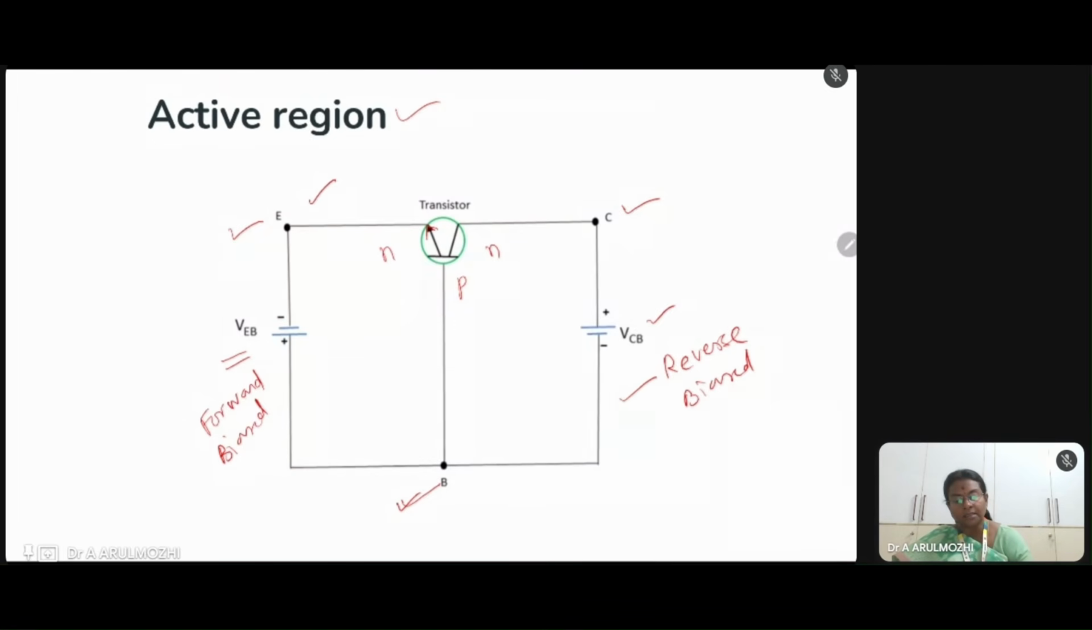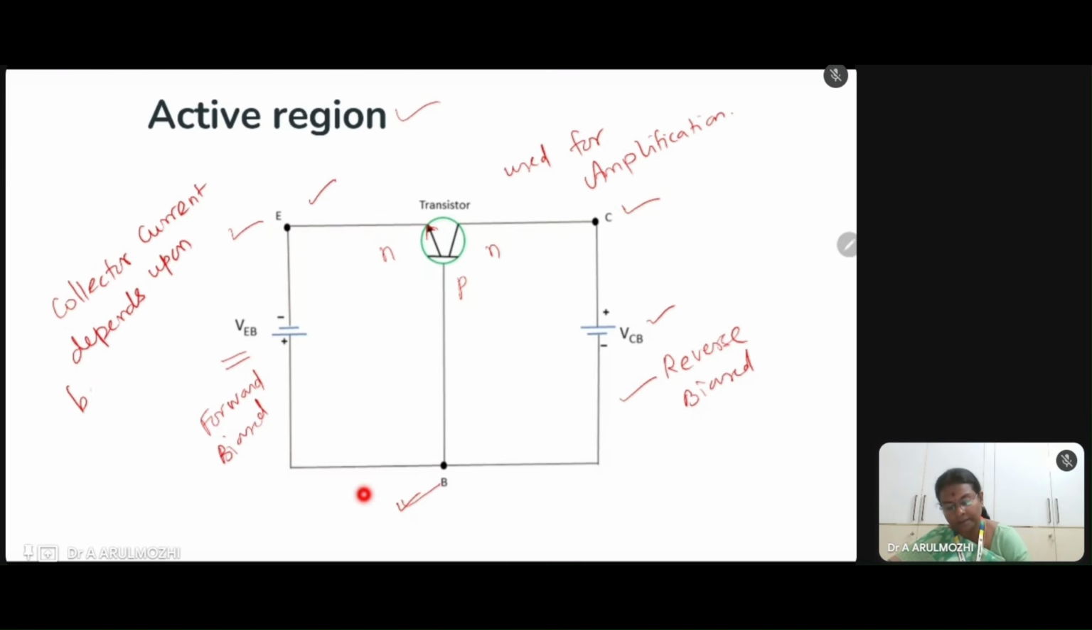In this case, the active region can be mainly used for amplification. In addition, the collector current depends upon the base current. This is the information regarding our active region.